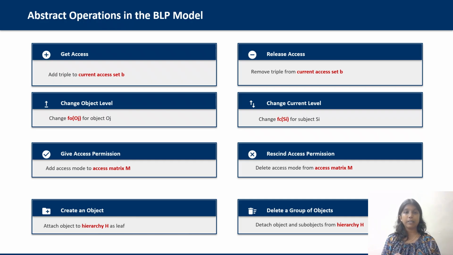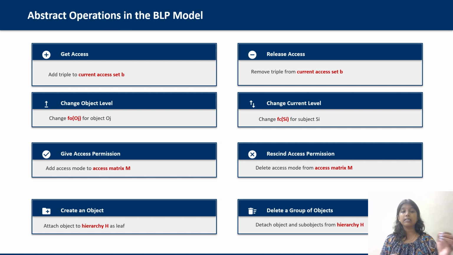Then the abstract operations in the BLP model. First one is get access. These are the operations that can be included in the code and also can be implemented. Get access: add triple to current access set B. Triple in the sense the set which contains subject, object and access mode, which we have seen before. Next is change object level: change FO of Oj for object Oj, which is the security clearance of the object, which we have seen before already.